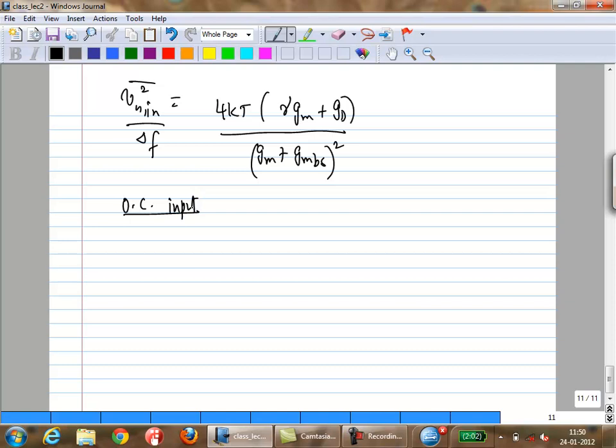Now let's say you open circuit your input. This is open. Now what do you expect for the output? If you calculate the output noise voltage, what do you think it will be? So what happens to this noise? So 4kT over RD, the noise current, flows through the output. What is the output impedance? Output impedance is RD. So that's going to create a voltage 4kT over RD times RD squared, which is 4kT RD delta F.